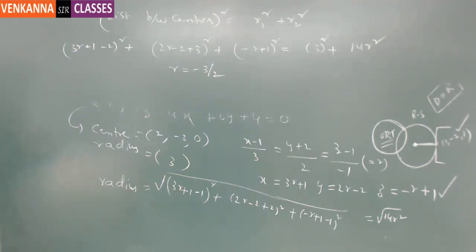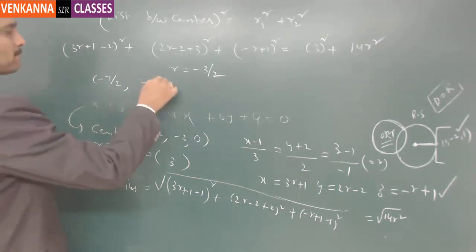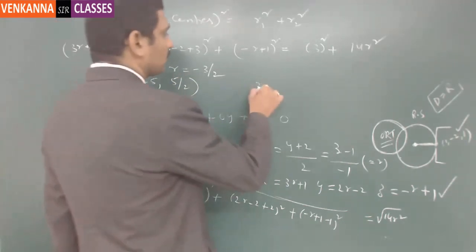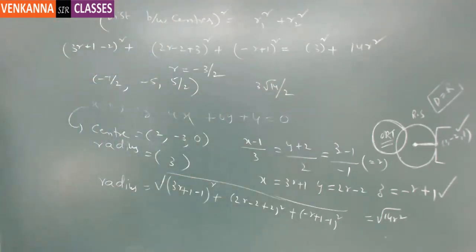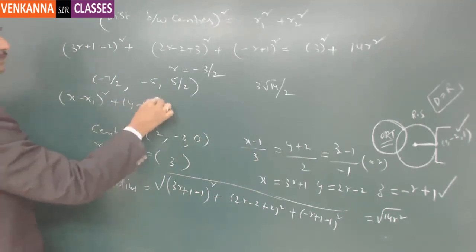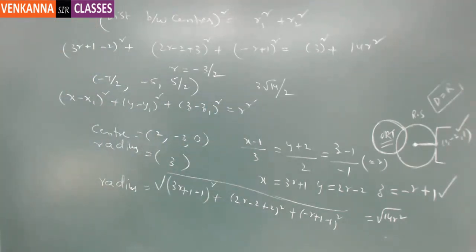Substituting the r value, you will get the center as the point minus 7 by 2, minus 5, 5 by 2. And the radius is nothing but 3 root 14 by 2. Now please understand, whenever center and radius are given, you can write the sphere equation using the formula (x minus x1) whole square plus (y minus y1) whole square plus (z minus z1) whole square equal to r square. So here we simply substitute the values, there is no need to simplify. If time permits, we can simplify, otherwise it is somewhat a lengthy procedure.